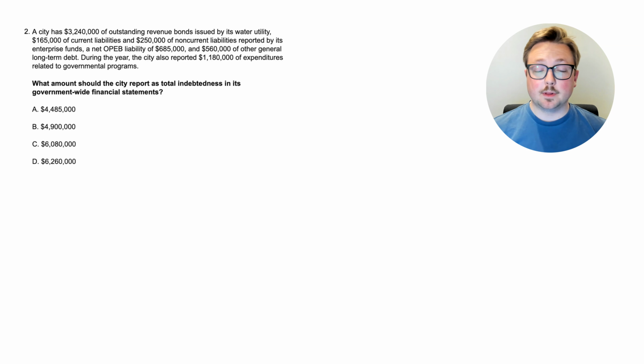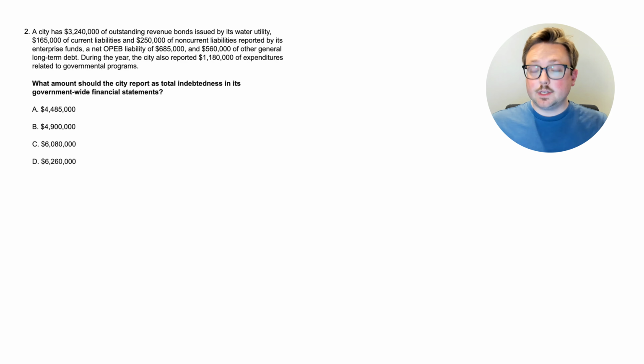A city has $3,240,000 of outstanding revenue bonds issued by its water utility, $165,000 of current liabilities, and $250,000 of non-current liabilities reported by its enterprise funds, a net OPEB liability of $685,000, and $560,000 of other general long-term debt. During the year, the city also reported $1,180,000 of expenditures related to governmental programs.